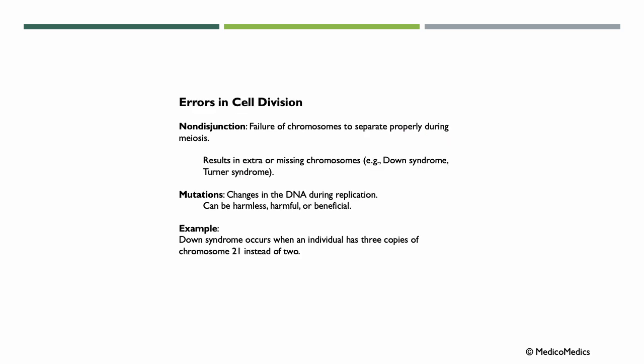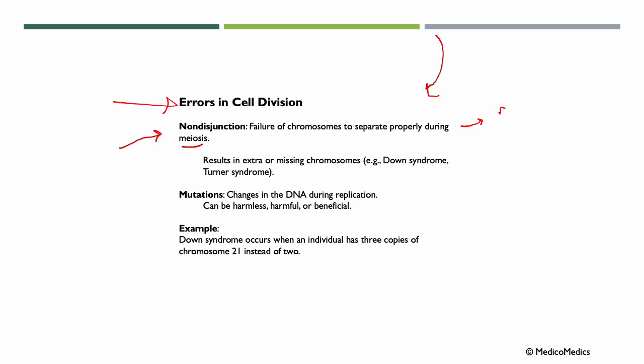Now let's talk about errors in cell division. So we can have nondisjunction, which is a failure of chromosomes to separate properly during meiosis. It's an error in cell division where chromosomes fail to separate properly during either meiosis 1 or 2. And this results in gametes, so sperm or eggs, with an abnormal number of chromosomes.